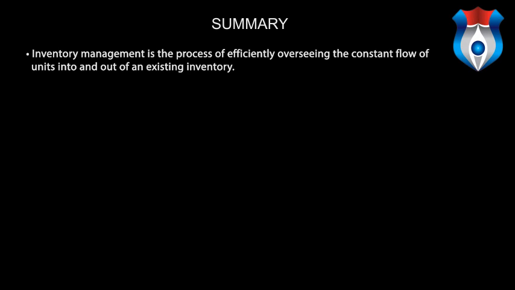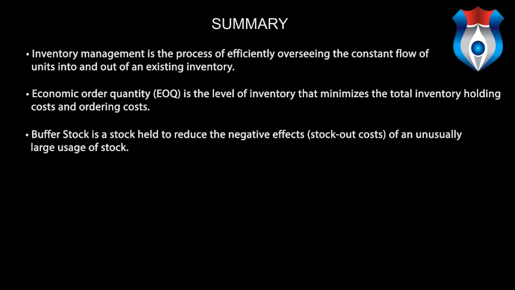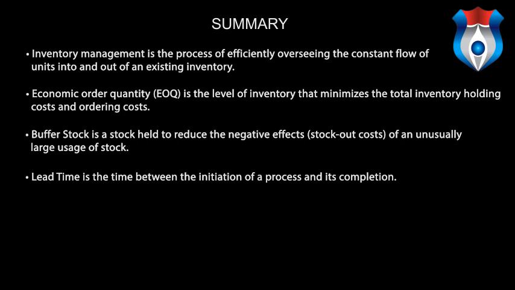Now, in the end, let us summarize what we have learnt in this lecture. Inventory management is the process of efficiently overseeing the constant flow of units into and out of an existing inventory. Economic order quantity, EOQ, is the level of inventory that minimizes the total inventory holding costs and ordering costs. Buffer stock is a stock held to reduce the negative effects, stock out costs, of an unusually large usage of stock. Lead time is the time between the initiation of a process and its completion.